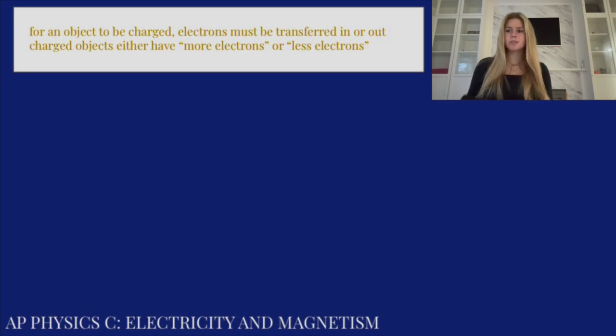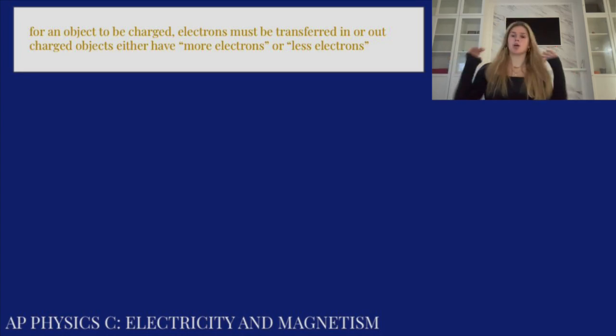Now that we've established the definition of a charge, let's talk about different charged objects. For an object to be charged, electrons must be transferred in or out of it. This is because when you look at the model of an atom, protons and neutrons are located in the nucleus in the center, while electrons circle the outside. Since they're on the outside, it is easy for them to go in between objects. So when we're talking about a charged object, it either has more electrons or fewer electrons. You wouldn't say it has more protons because protons don't move through objects. That wouldn't make any sense.